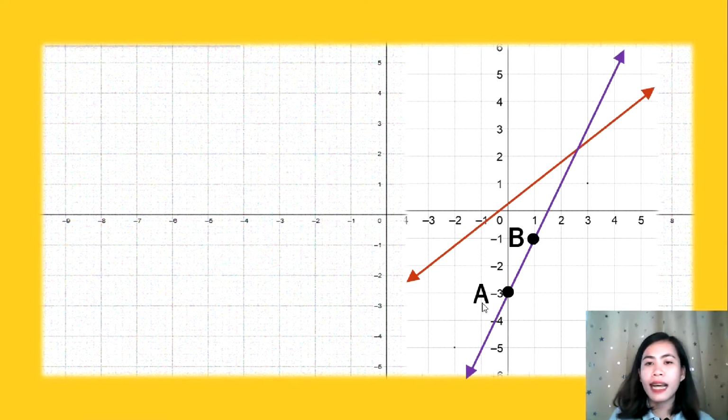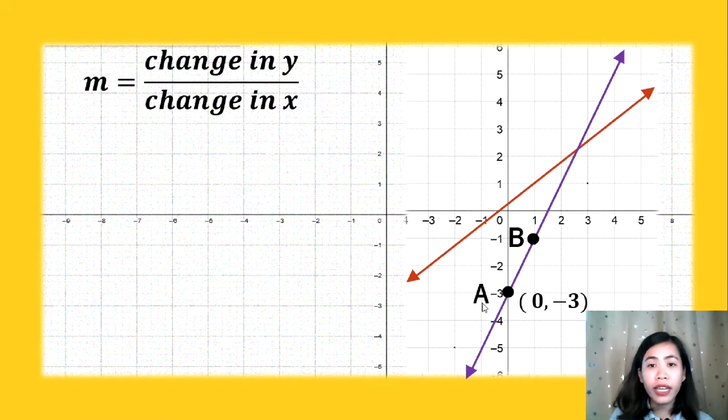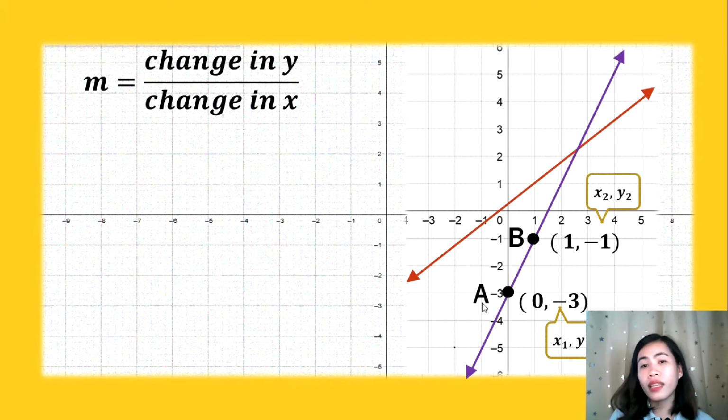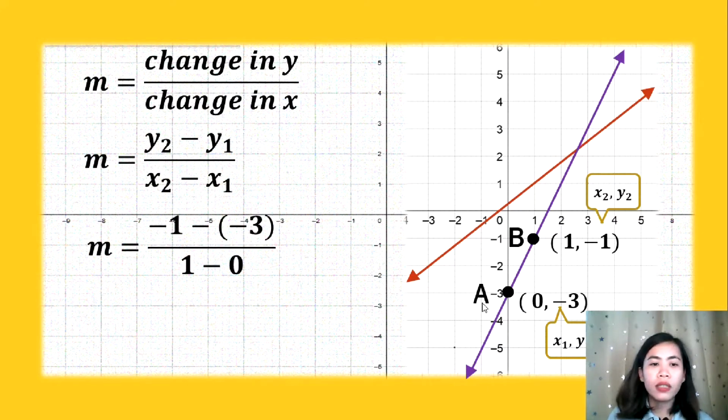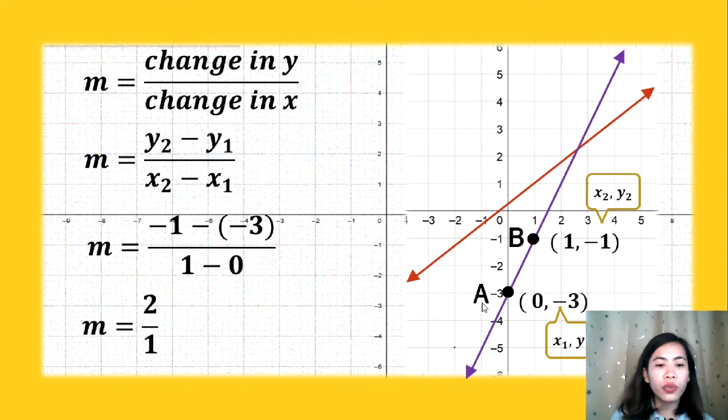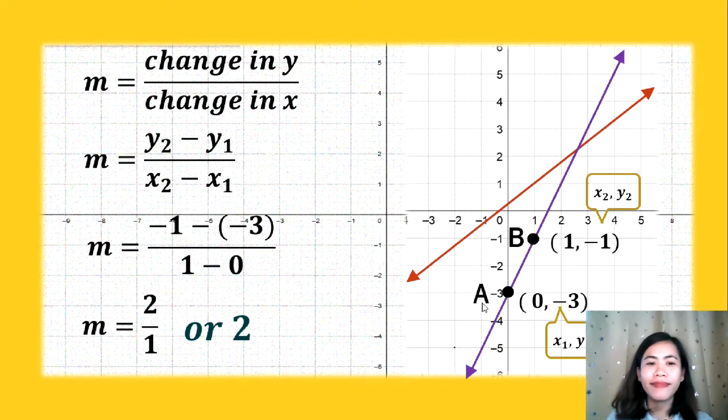Ang coordinates ng ating point A is (0, negative 3), and our point B, we have (1, negative 1). So, again, ang formula natin, y sub 2 minus y sub 1 over x sub 2 minus x sub 1. Substitution, we have negative 1 minus negative 3 all over 1 minus 0. So, we have 2 over 1, and for our final answer, we have 2. Same lang siya nung sagot natin kanina.